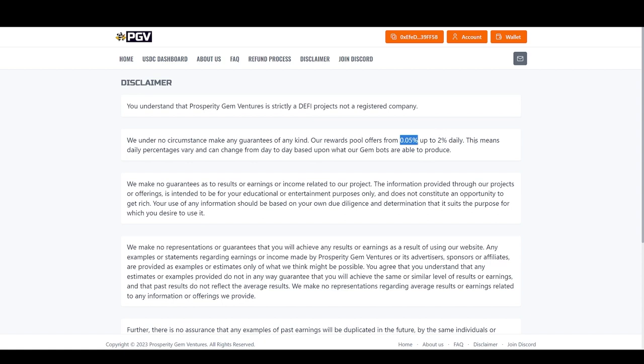0.05% up to 2% daily. This means daily percentages vary and can change from day to day based upon what our gem bots are able to produce. So we're going back on how they produce that yield with bots, which we don't know much about. These are statements from the team.